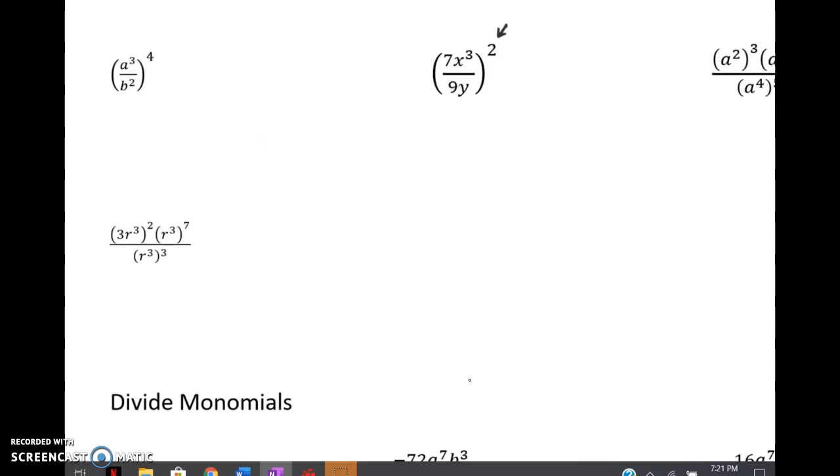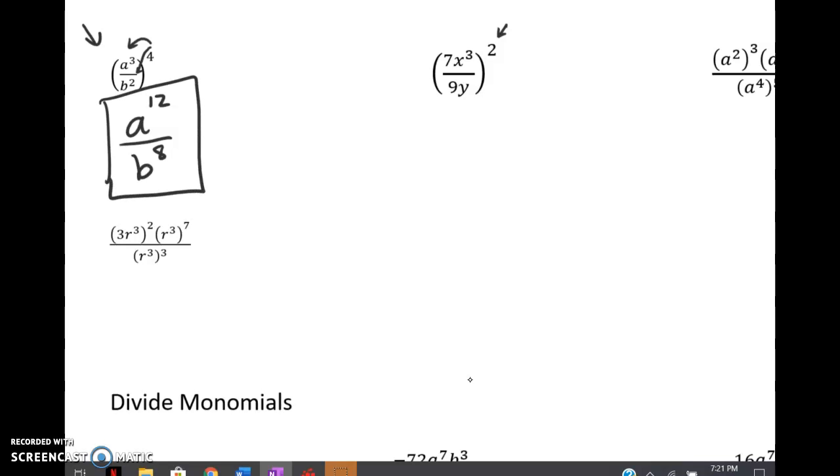Now, you might think, well, oh, I'll do the same thing on this next problem here. But the problem is you don't have like bases, right? So the only thing you can really do is bring in the 4. You're going to have to bring it into the 3 and that 2. So the answer is going to be a to the 12th over b to the 8th. And all we did was get rid of the parentheses, but that's the simplifying there. So that's what we want to do. Can't do anything else because a and b are different bases.